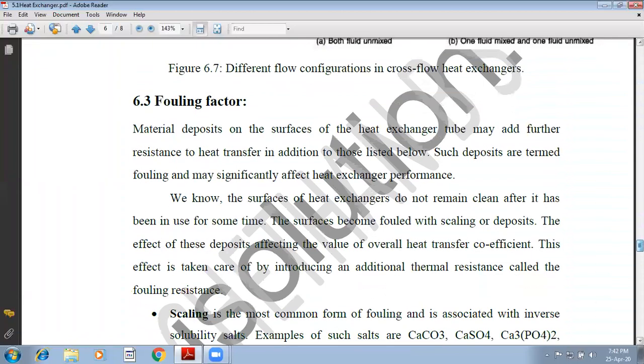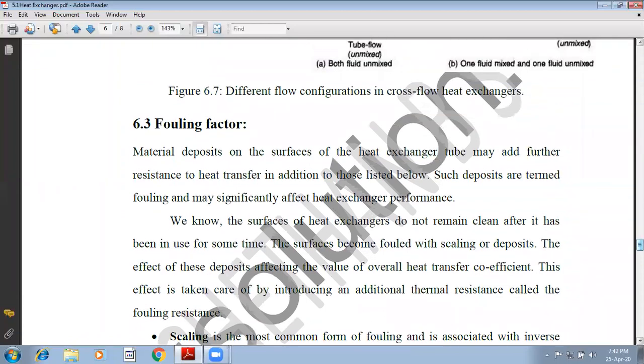Next, we will consider a concept called as fouling factor. Fouling is nothing but material deposition over the surface of the heat exchanger. It can also be called as scaling, where some salts or some deposits will be occurring on the surface of the heat exchanger.